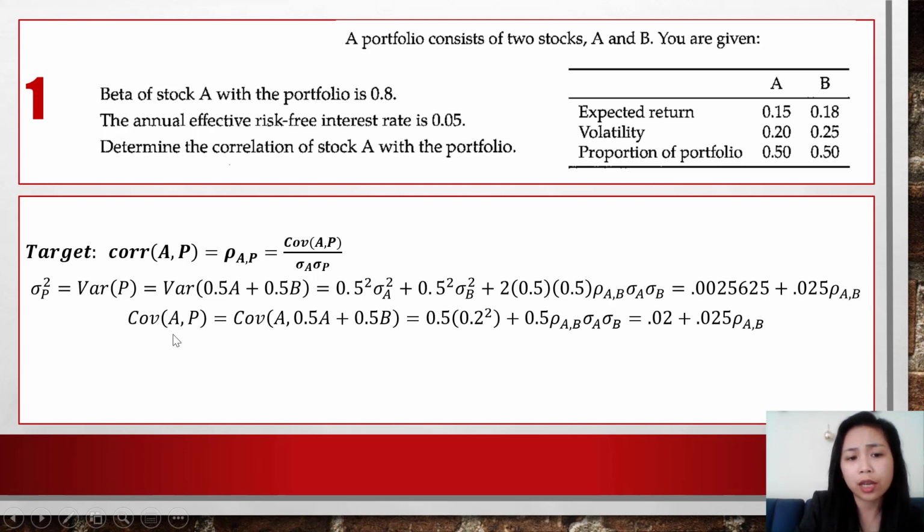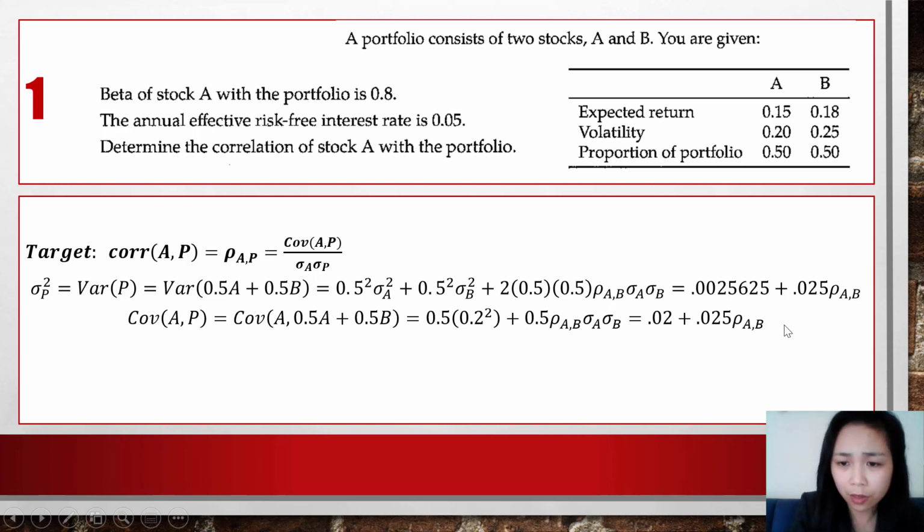Now, covariance between A and P is covariance between A and 0.5A plus 0.5B. So it becomes 0.5 variance of A. That is 0.5 times 0.2 squared, because sigma A is 0.2. Plus 0.5 rho AB sigma A sigma B, because it's 0.5 covariance between A and B. And covariance between A and B is rho AB times sigma A times sigma B. And just plug the numbers in. We got 0.02 plus 0.025 rho AB.